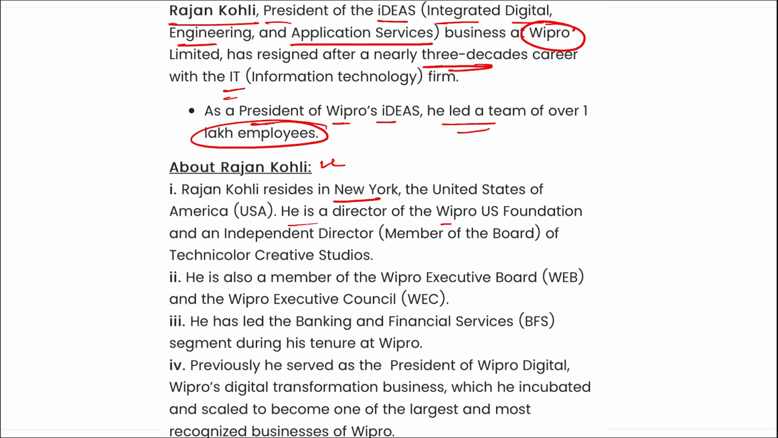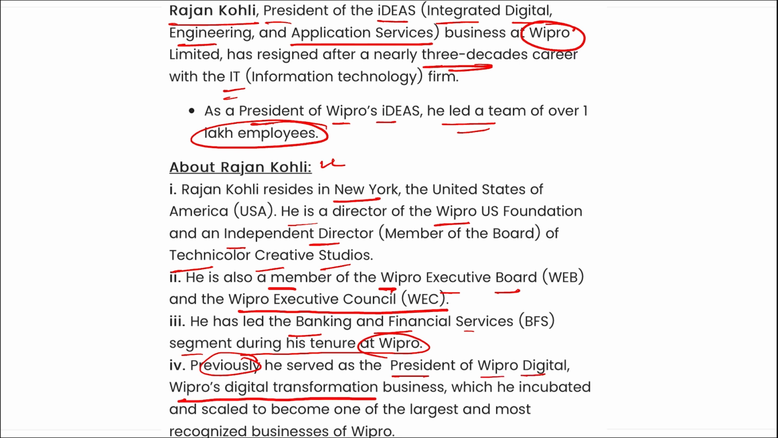He is a director of the Wipro US Foundation and an independent director of Technicolor Creative Studios. He is also a member of the Wipro Executive Board and the Wipro Executive Council. He led the banking and financial services segment during his tenure at Wipro. Previously, he served as president of Wipro's digital transformation business, which he incubated and scaled to become one of the largest and most recognized businesses of Wipro.